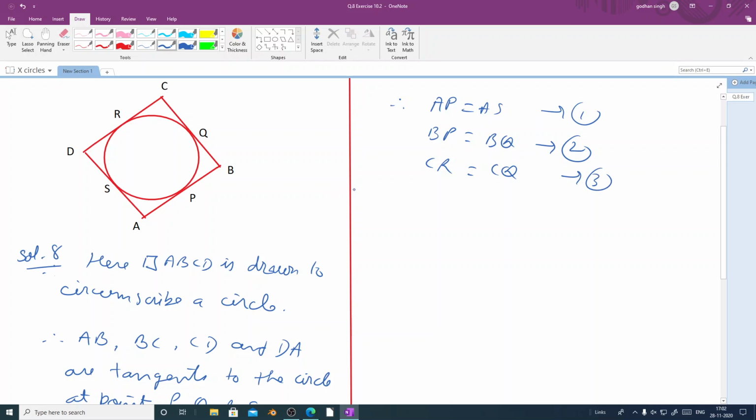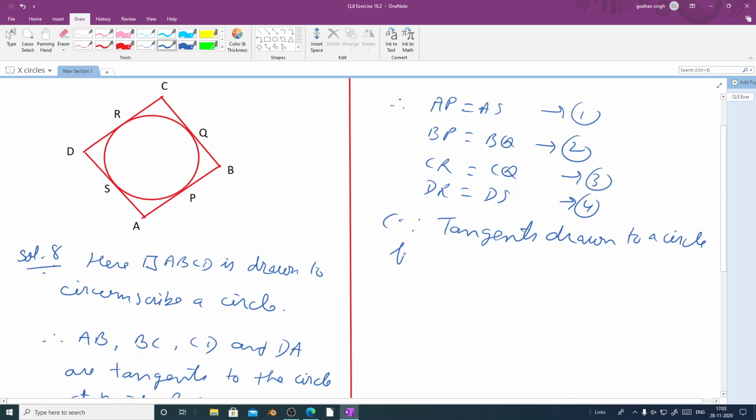And similarly DR equal to DS, and let this be 4. Why? Because tangents drawn to a circle from an external point are equal.